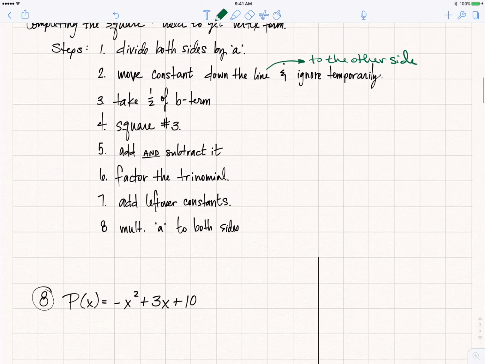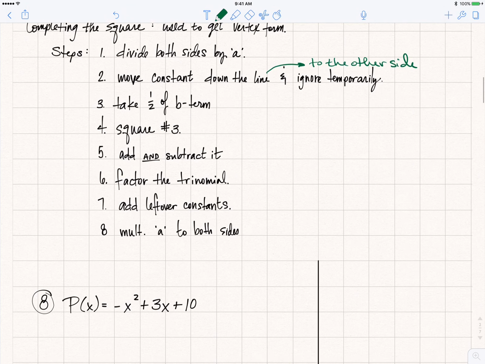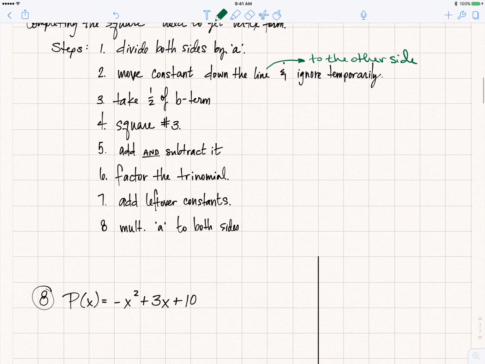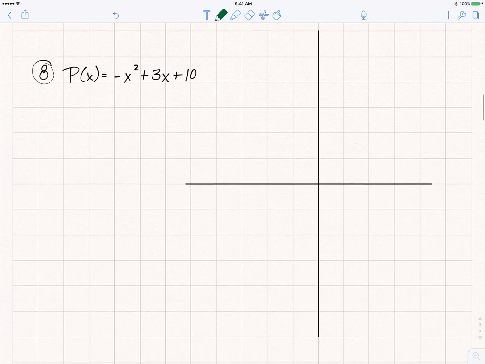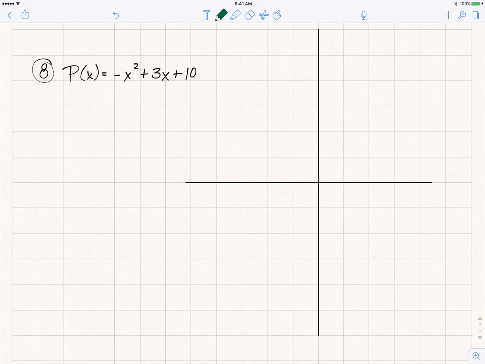So if I were you, I would have this list out in front of you while I go through number 8, and we'll be referring back to it. The first thing that we want to do here is get rid of that -1 that's out in front. We want to divide on both sides by the -1.